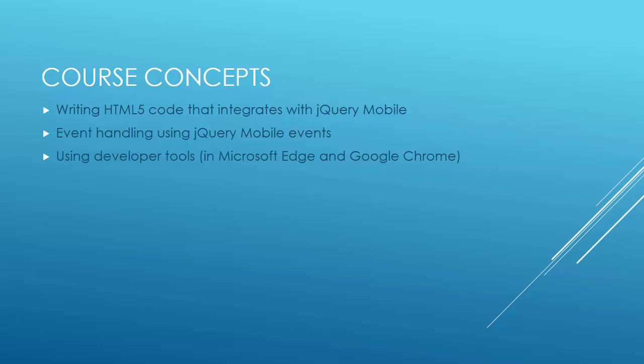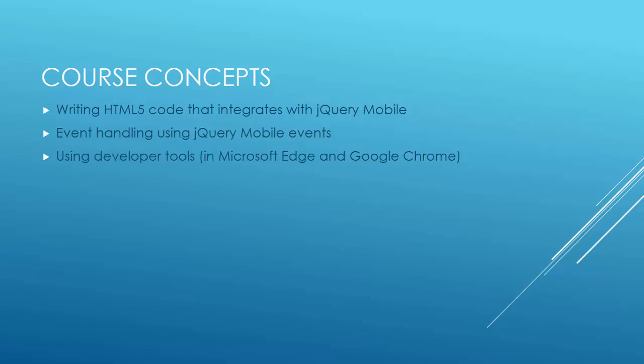So the concepts that we're going to get familiar with in this course are writing HTML5 code that integrates with jQuery mobile and also vice versa, and event handling using jQuery mobile events. And so this basically means that in JavaScript, you have certain events that already exist within the base JavaScript technology itself, like click events and stuff like that. But there are no native swipe events, and so that's something that jQuery Mobile adds. And so there's a few of those that we're going to go over in this course.